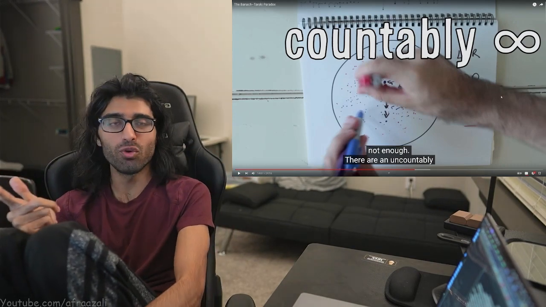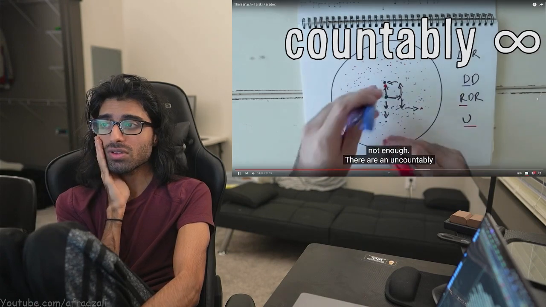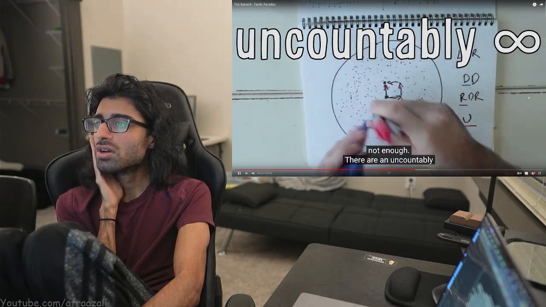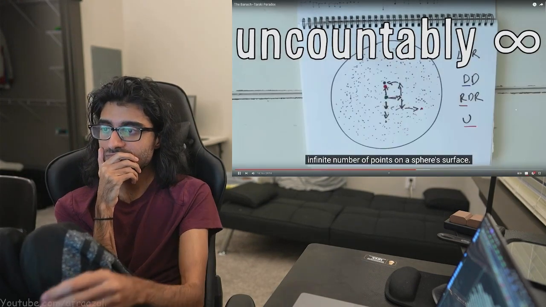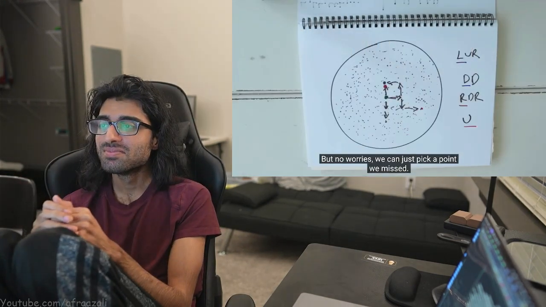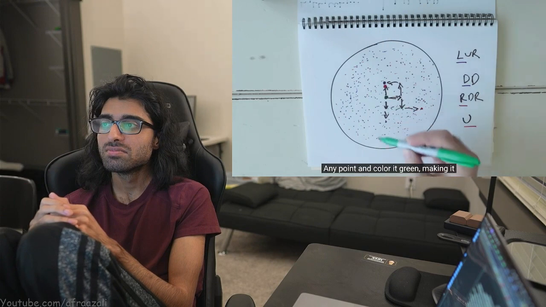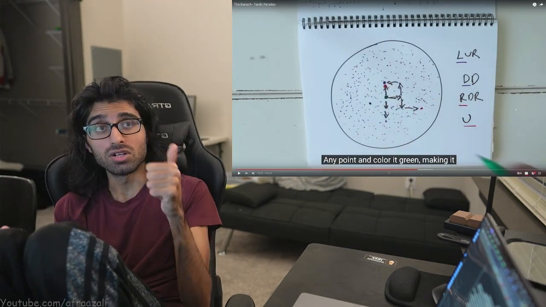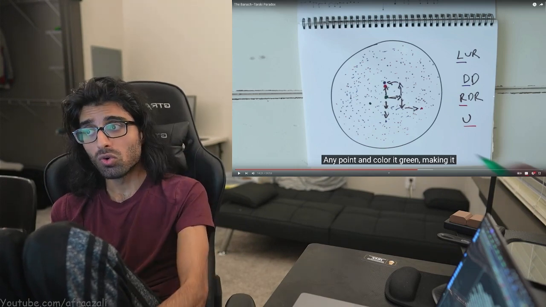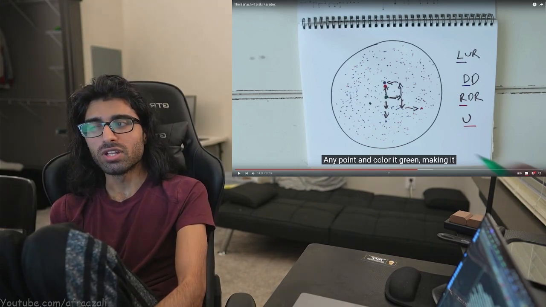But yeah, this is just points. They're just definitions. Not enough. There are an uncountably infinite number of spheres surface. That's what I've been saying. But no worries, we can just pick a point we missed, any point, and color it green, to start a new point. That's what I'm saying. Good. Okay, cool. So we can keep doing that, and then we could do that an infinite amount of times.